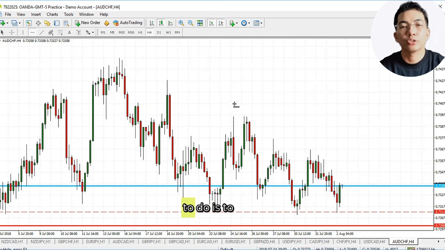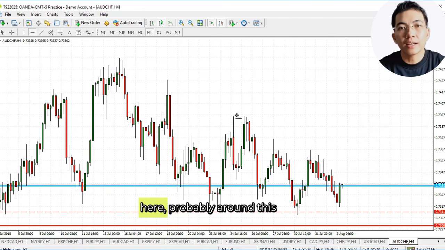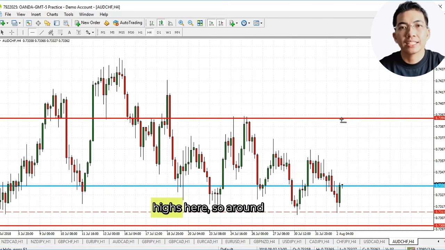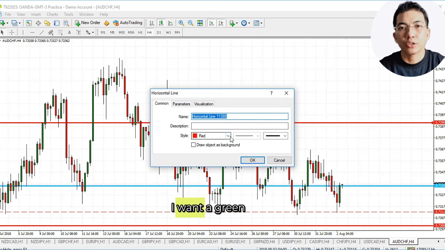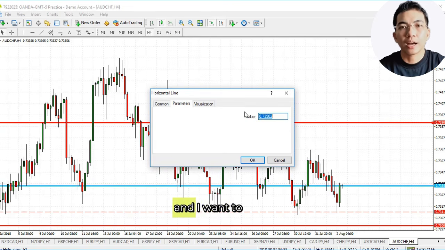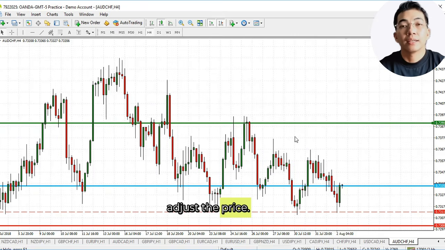So what I'm going to do is to place the take profit higher than this highs here, probably around this highs here, so around 0.7390, and I'm going to change it. I want a green color first of all, and I want to adjust the price. So we will have a position like this with 35 pips that we risk as a stop loss and 55 pips that we have as a potential take profit. So almost 1 to 2 as a risk to reward ratio.